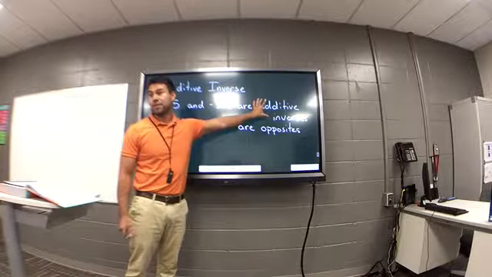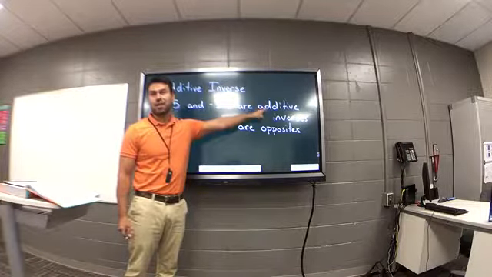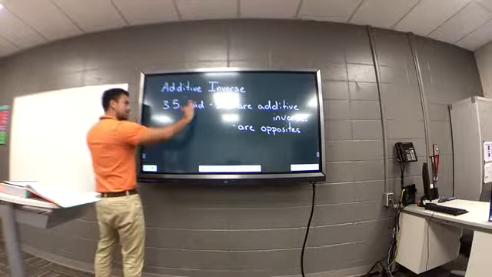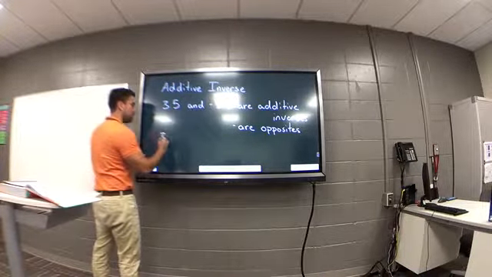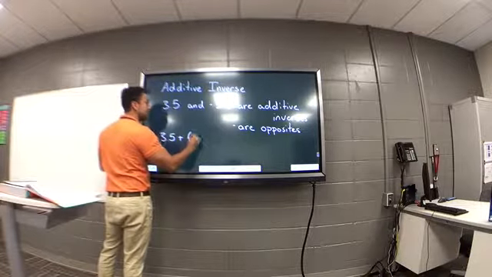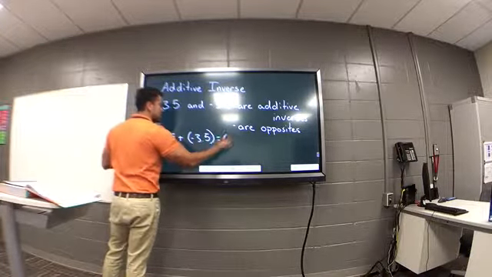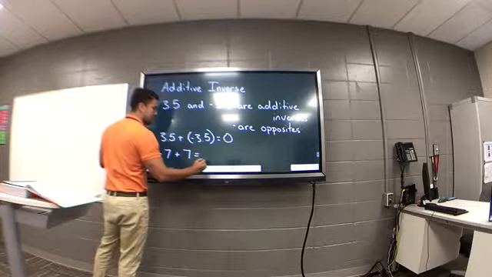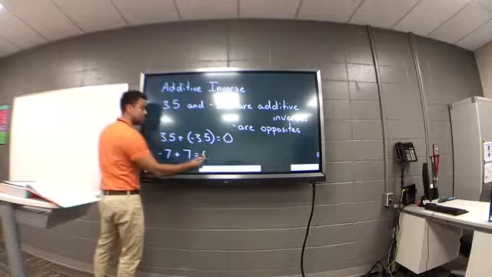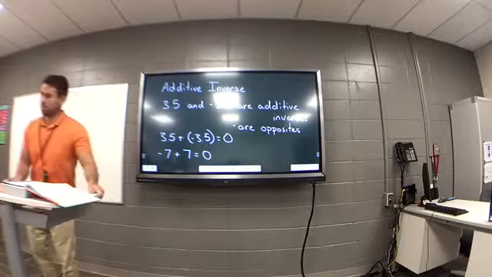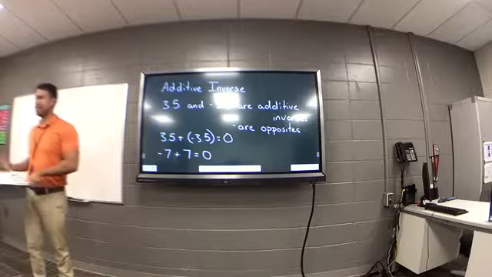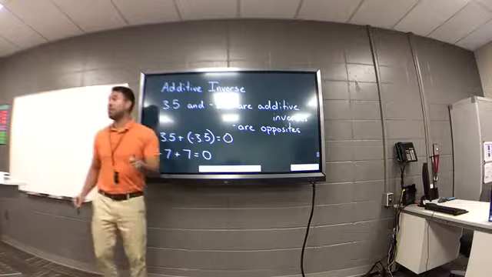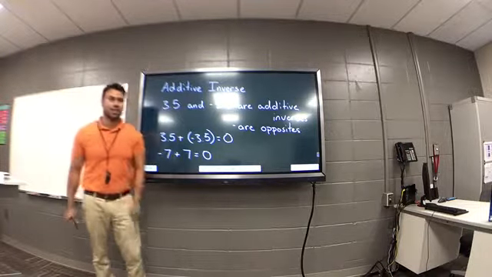So why did I even bring that up? Okay, additive. What is that operation? Addition. Here's a little fact from these two numbers. What is 3.5 plus -3.5? Anyone know? 0. -7 plus 7. What is that? 0. What is any number plus its opposite always going to give you? 0. What's any number plus its additive inverse going to get you? 0.